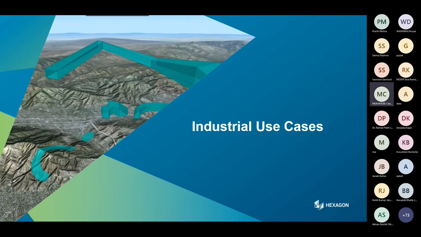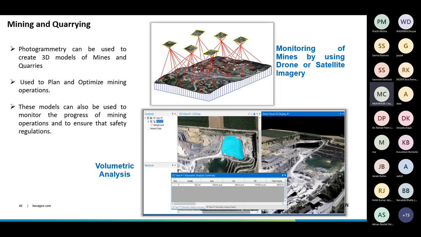Now we'll come to the industrial use cases. Basically, we'll describe some of the cases where photogrammetry and UAV technology are used in industry, like mining and quarrying. Photogrammetry can be used to create 3D models for mining and quarries, for optimizing the mining plan also, to ensure safety regulation in the mining area, to track progress of mining operations, and volumetric analysis also can be done, where you can define the cut and fill analysis. So through cut and fill analysis, you can do the volumetric analysis in the mines area also.